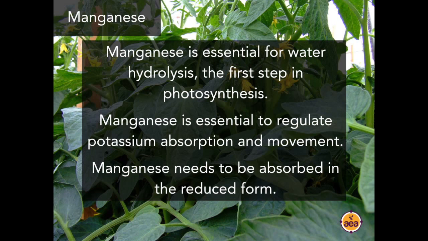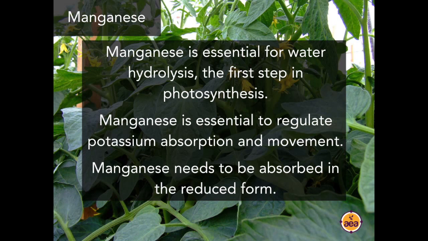The second consideration for managing manganese is that it is essential to regulate potassium absorption from the soil and potassium movement within the plant to the various sugar sinks and to the fruit, etc. And the third important consideration is that manganese, along with some other elements such as iron, copper, and cobalt, needs to be absorbed by the plant in the reduced form in order to be biologically and physiologically active within the plant itself.